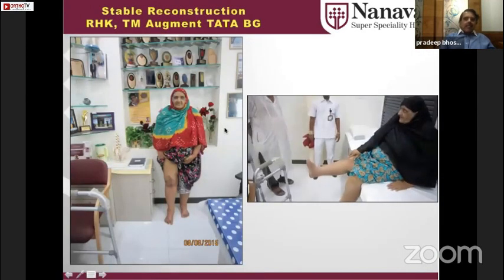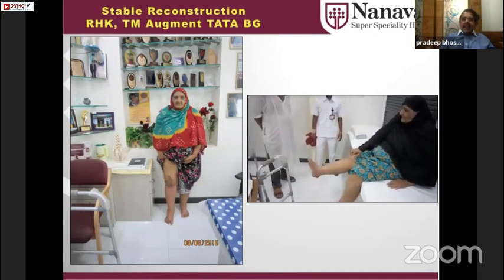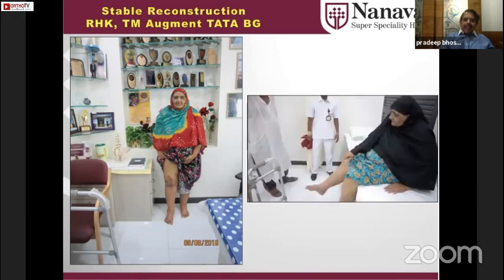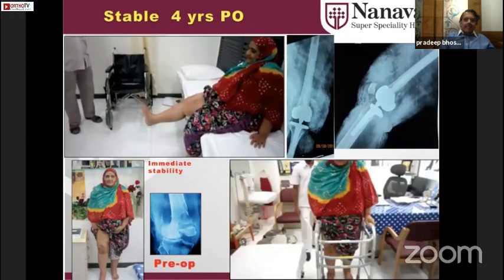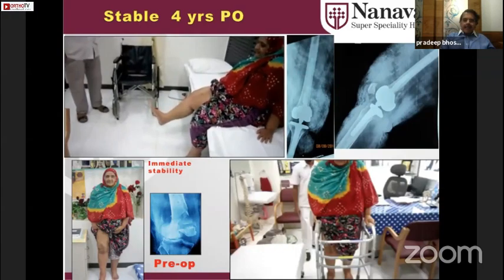So this patient was able to walk and stand immediately, and good range of movement. Stability, that's very important. Try to preserve quadriceps. So this was a rotating hinge knee, and it was a very stable construct. Now it's almost 4 years complete, and she's walking and stable.